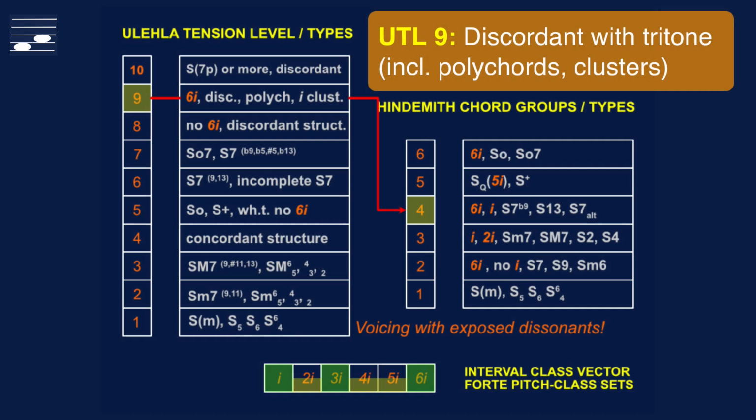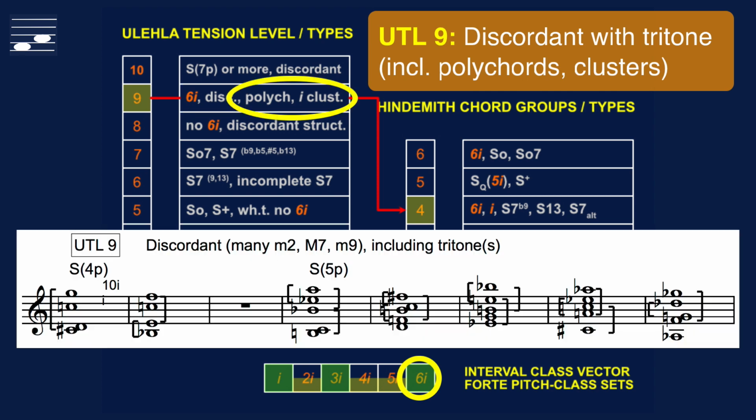Finally, we reach the pinnacle of dissonance at tension level 9. The highest level for which Ulehla presents examples in her book, and that can be mapped to a Hindemith chord group. These are discordant structures with a tritone and include polychords and cluster voicings. We start with a number of 4 and 5 part examples with single or multiple tritones marked on the left and highly dissonant intervals marked with brackets on the right.